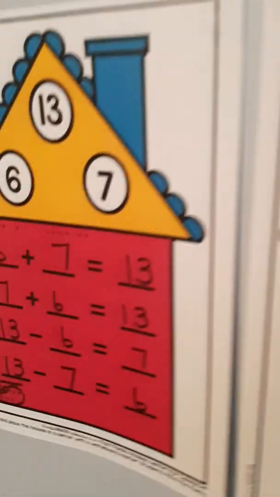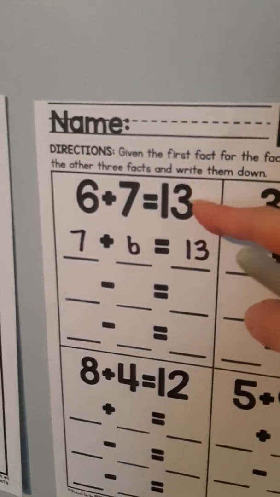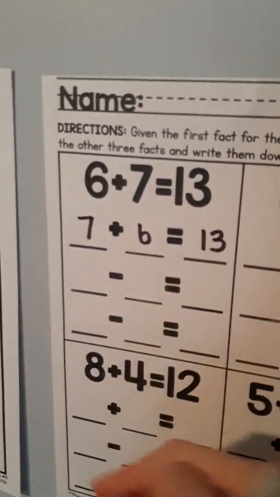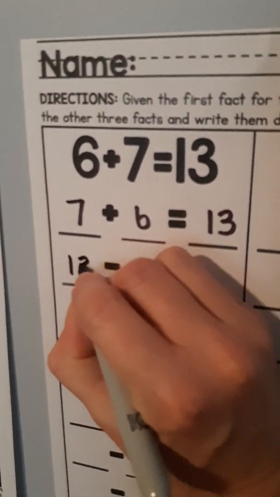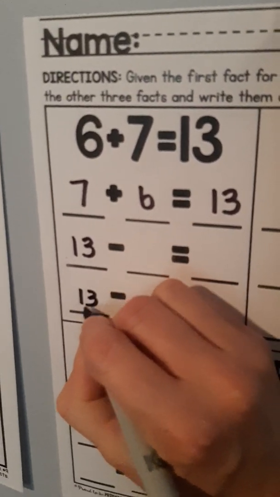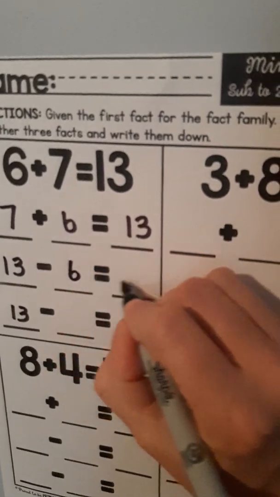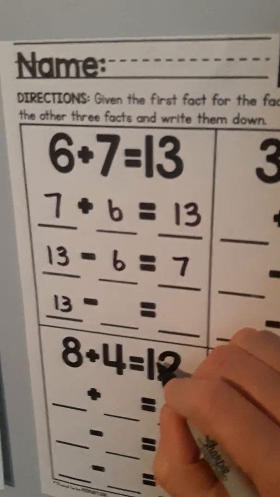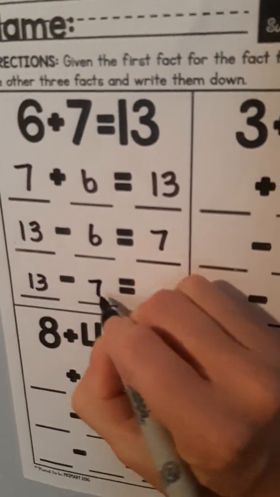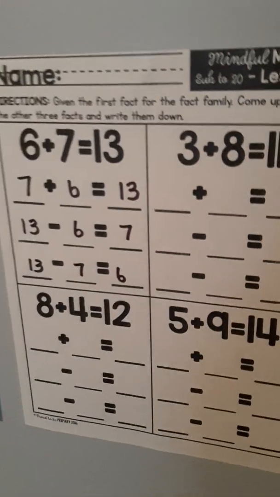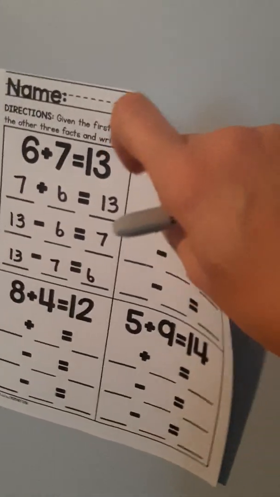Okay, look, we just did that over here. So this is kind of nice to give you a freebie. Then you have to build the takeaways. And remember, with the takeaways, you start with the whole. So I'm going to take away one part first, which is 6, and I'm left with 7. Then I'm going to take away the other part, which is 7, and I'm left with 6. And that's how you do that page.